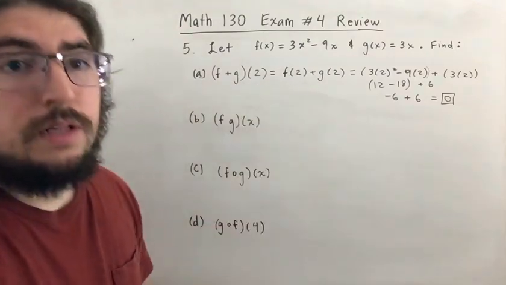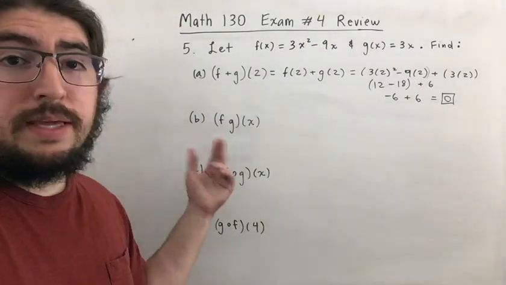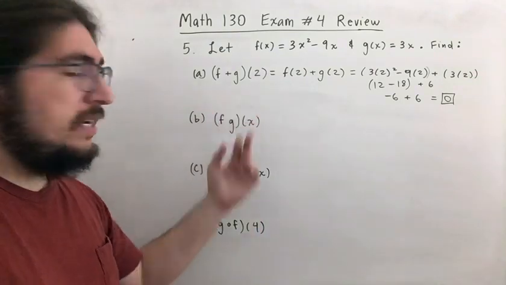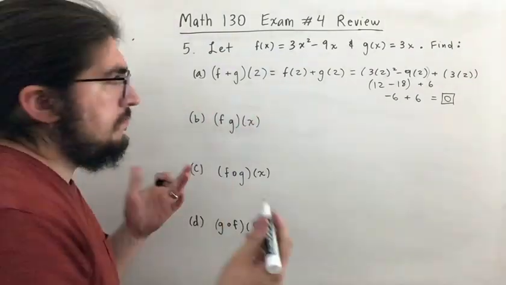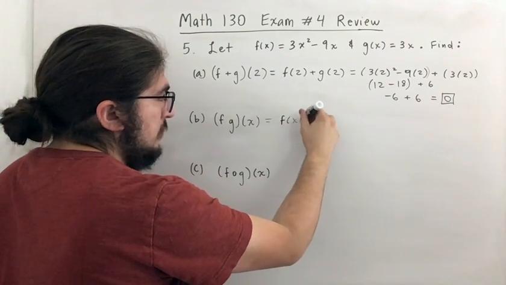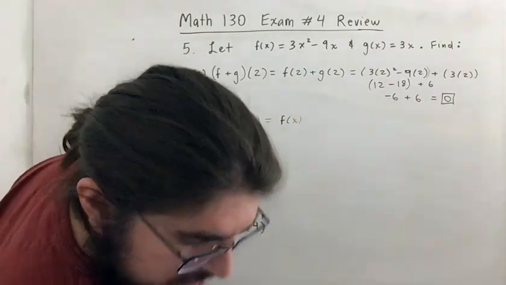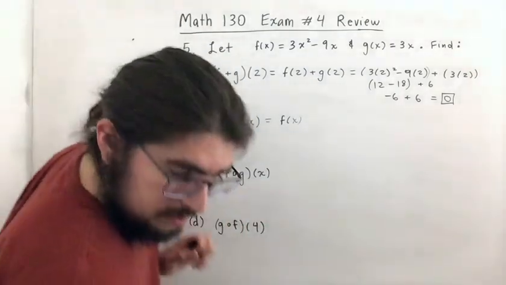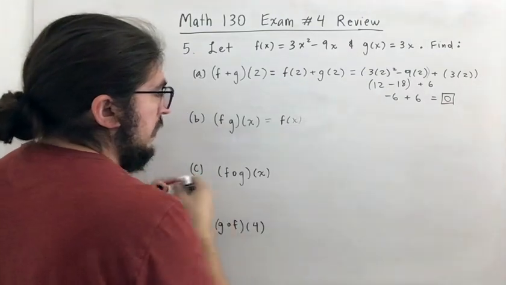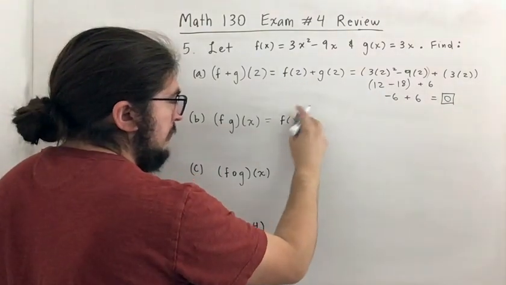So part B is asking us to multiply them and then just take that of x. So we're not plugging in anything. If there's a number instead of x, you plug it in, but if not, you're just doing it as is. So this, by definition, is f of x times g of x.